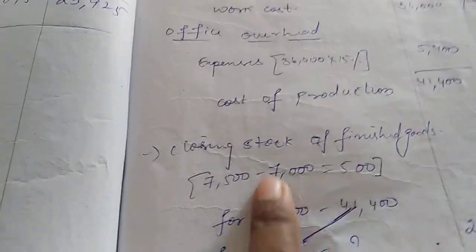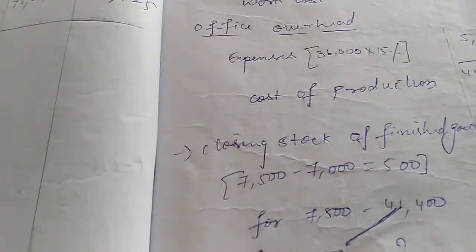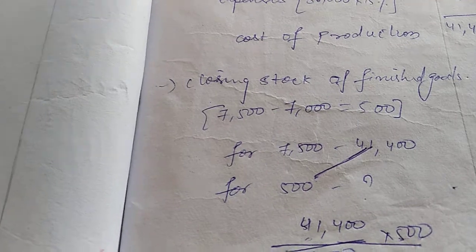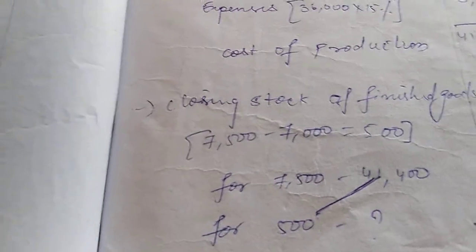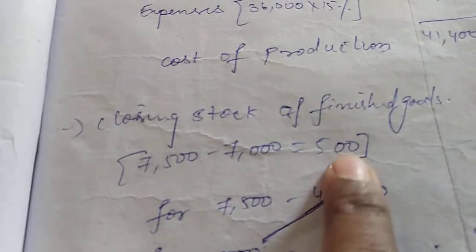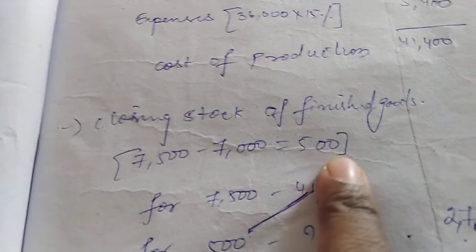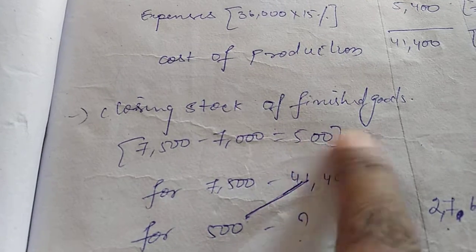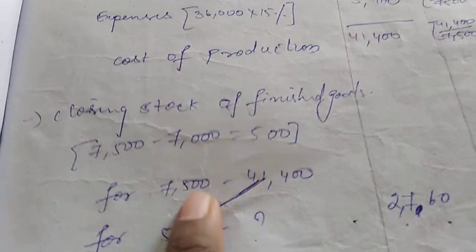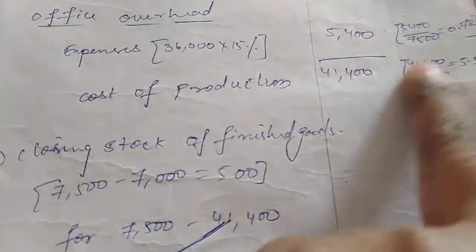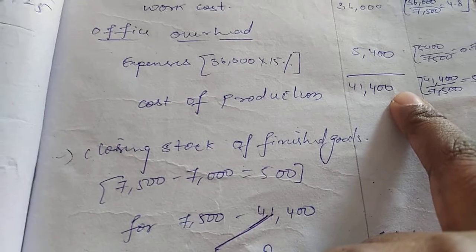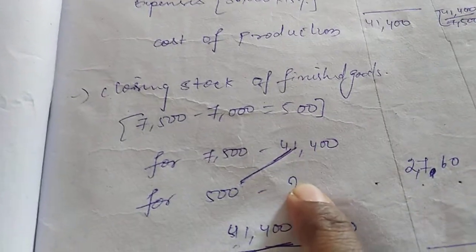Next, the closing stock of finished goods. Opening stock and closing stock are not given, but goods manufactured are 7,500 and sold 7,000, so 500 is left over. That is the closing stock of finished goods. We have to find its value: for 7,500 units the total cost is 41,400, so for 500 units how much?